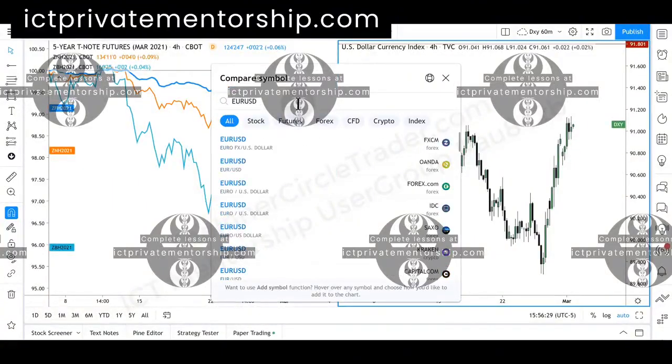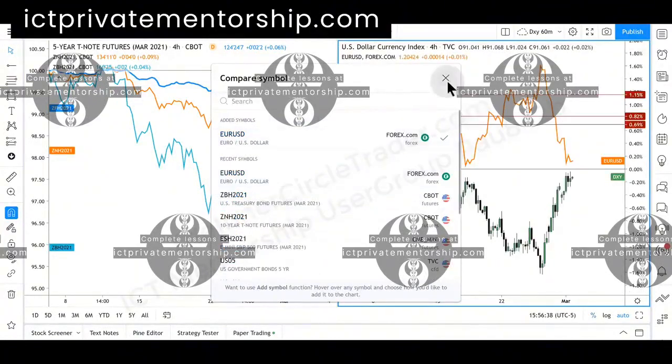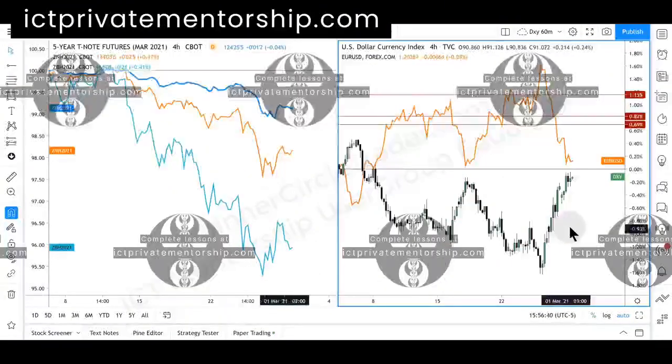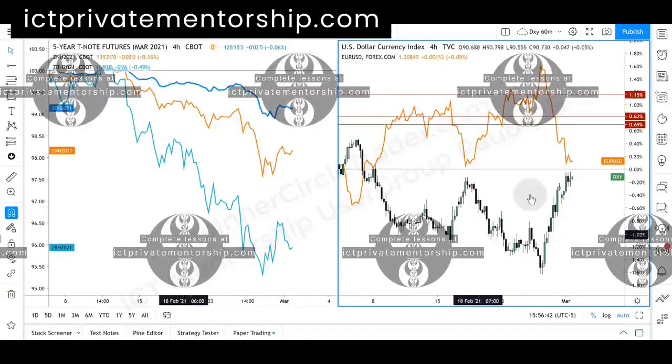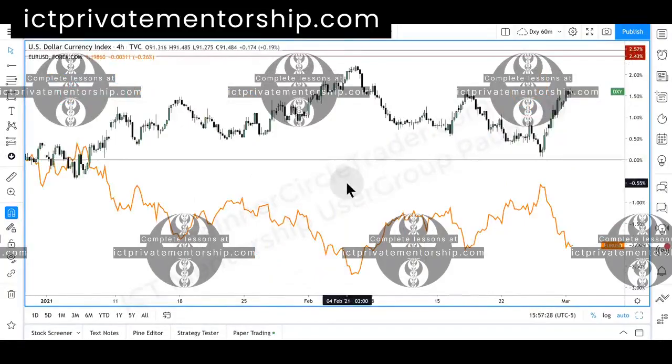Don't hit return. Make sure you're grabbing the right one, forex.com. See it right there? That's the one we want. Okay, so that's overlaid. And you can see, let me make it bigger. What is it doing? Like, what's the purpose of having this?